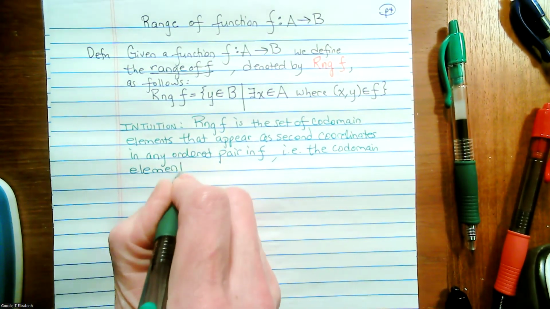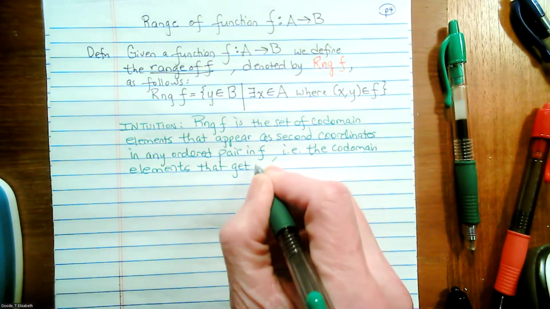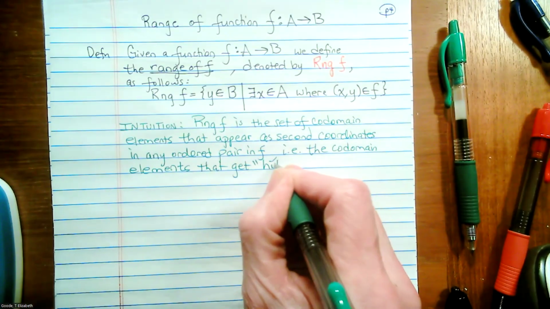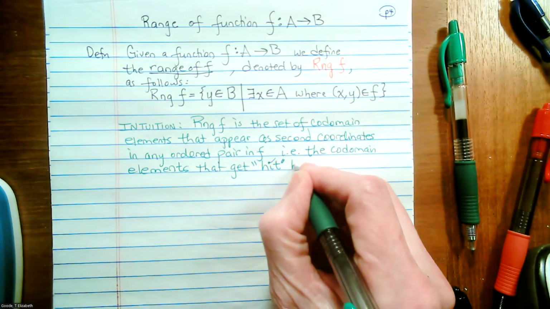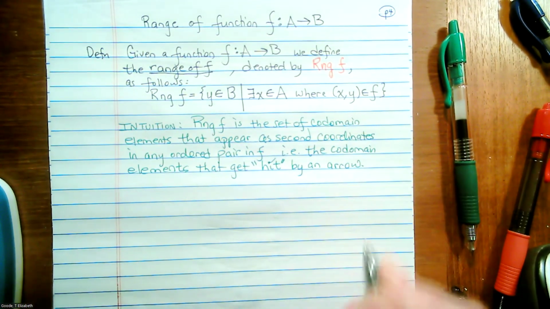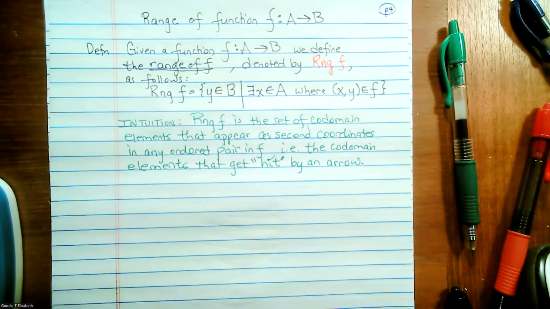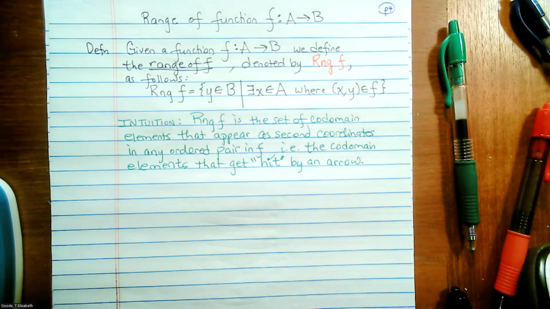And I'll put "hit" in quotes because that's not technically a math term, but I like it because it gives us a clear visual. It's the elements in the codomain that are the output for some input x if you view F as an input-output type black box. Let's look at an example.